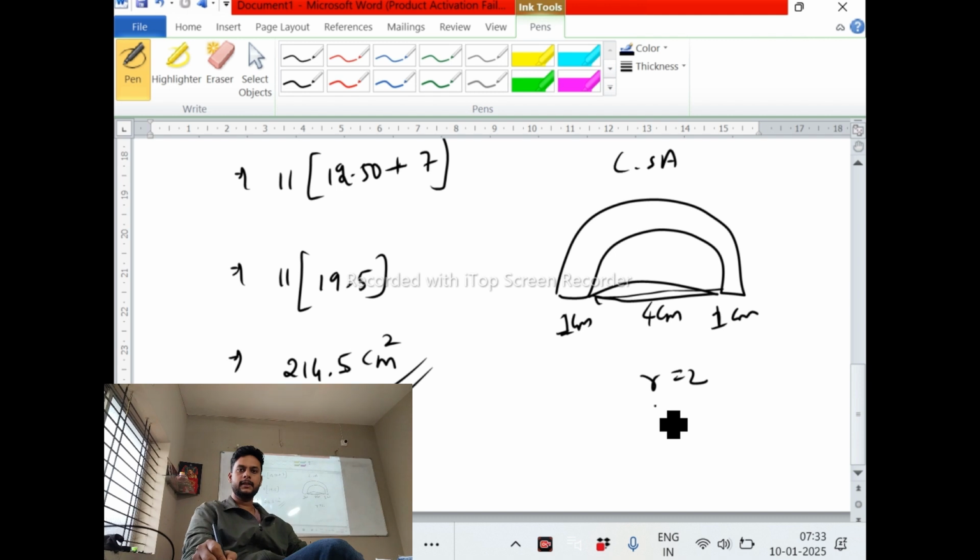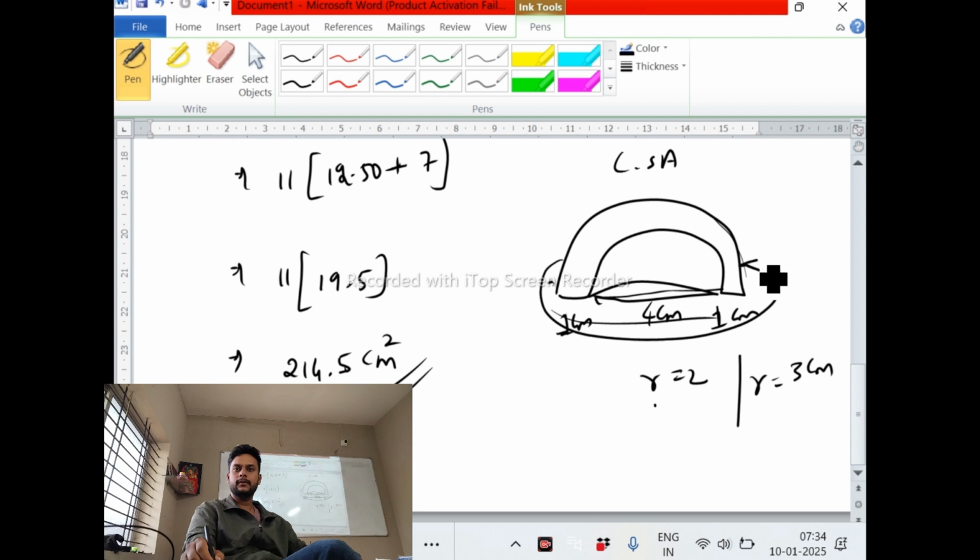Okay, and you will consider the whole thing. You will consider the CSA also, and you will consider that bottom layer also. If I tell you the outer surface area, what is your radius? 3 centimeter. This is 1 centimeter, this is 1 centimeter. You should add the whole thing, so your total diameter is 6 centimeter. So for outer CSA, the outside part, if you go like this from outside, your radius will be 3 centimeter.